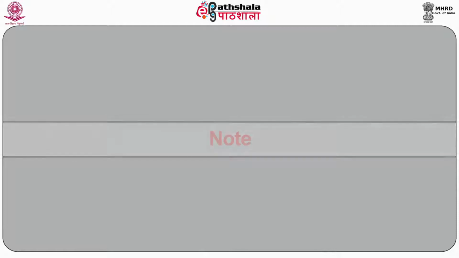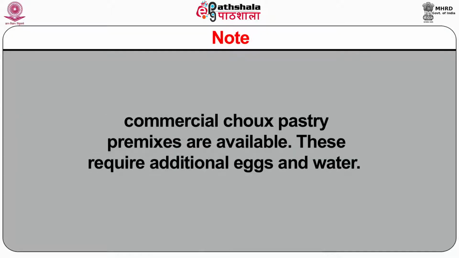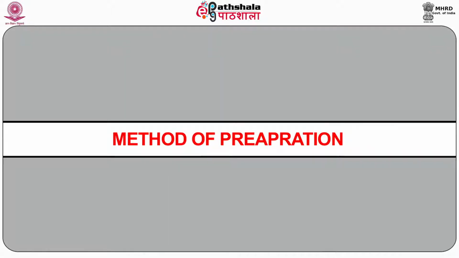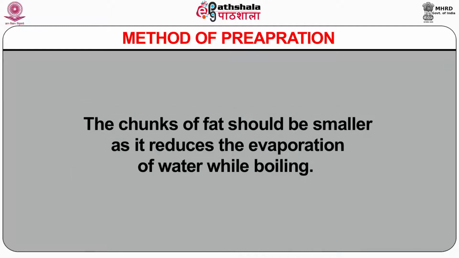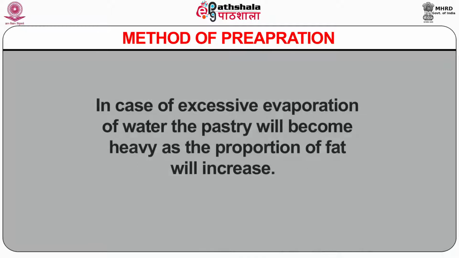Note: commercial choux pastry pre-mixes are available. These require additional eggs and water. Method of preparation. For preparing choux pastry, we need to place a heavy bottom pan with water over heat and boil. Then add the chunks of fat into the boiling water. The chunks of fat should be smaller as it reduces the evaporation of water while boiling. In case of excessive evaporation of water, the pastry will become heavy as the proportion of fat will increase.